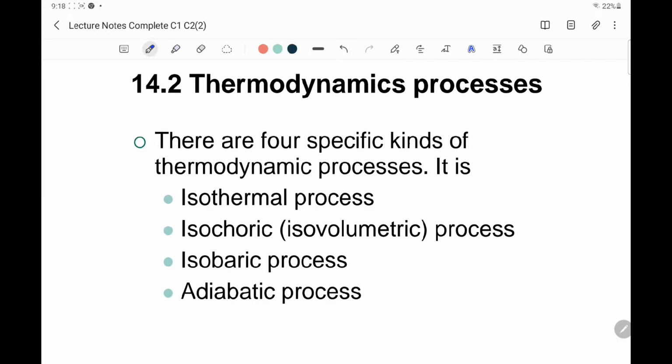14.2 Thermodynamics processes. There are 4 specific kinds of thermodynamic processes: isothermal process, isovolumetric process, isobaric process, and adiabatic process.